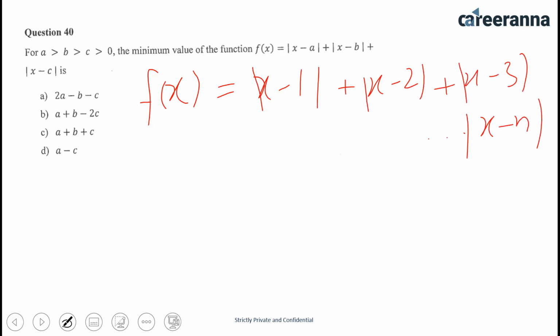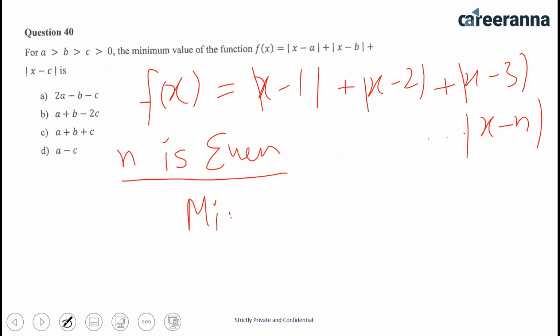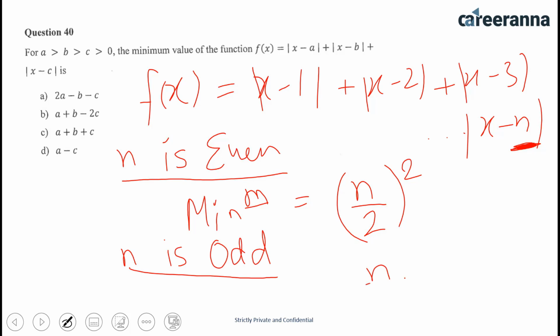Whenever you see this, I have two cases. When n is even, the minimum value can be found using (n upon 2) whole square. That means whenever this is given to us and n is even, we'll find the minimum value using (n upon 2) whole square. When n is odd, we'll always find n upon 2 and take the integers between which this value is lying, that is I1 and I2.